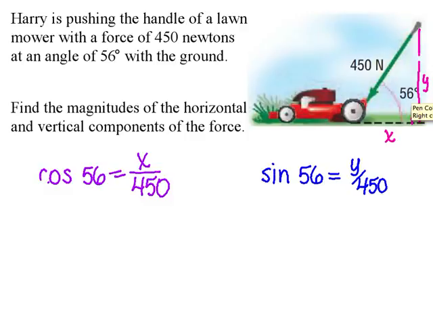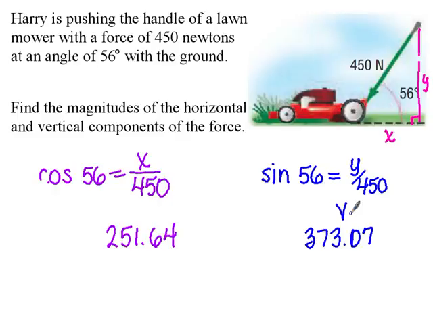Somebody got 251.64? What did you get for your sine? 373. There you go. So here's your vertical component, here's your horizontal component. That's it. That's all you have to do. Pretty straightforward, pretty easy.